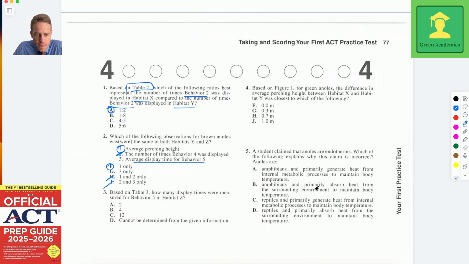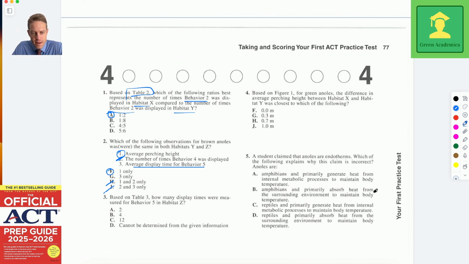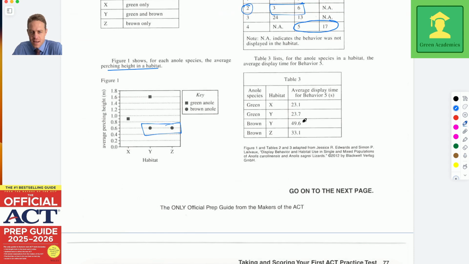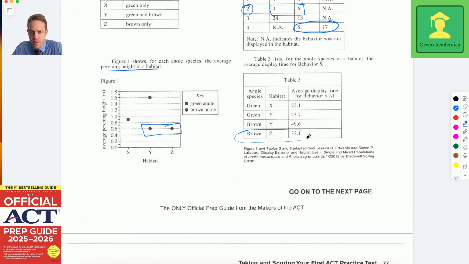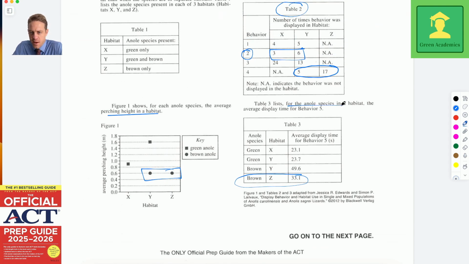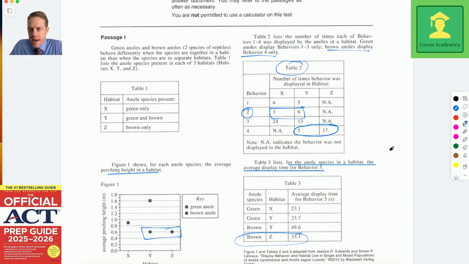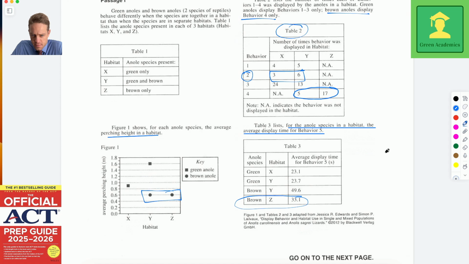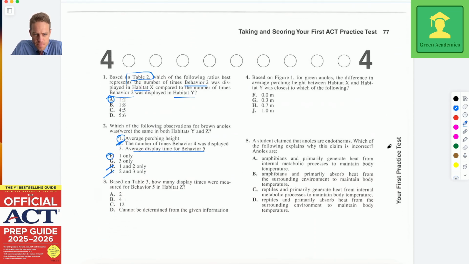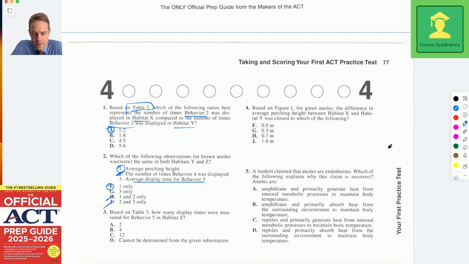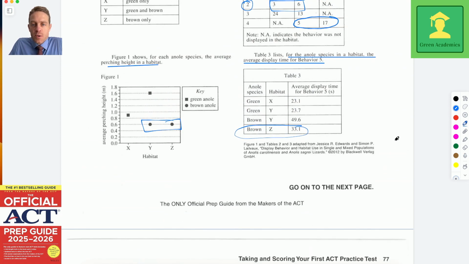Okay. Based on Table 3, how many display times were measured for behavior 5 in habitat Z? Table 3 lists for the anole species in a habitat the average display time for behavior 5. But how many anole species are there? Let's look at the options again. So, how many display times were measured? Oh, does it not say?